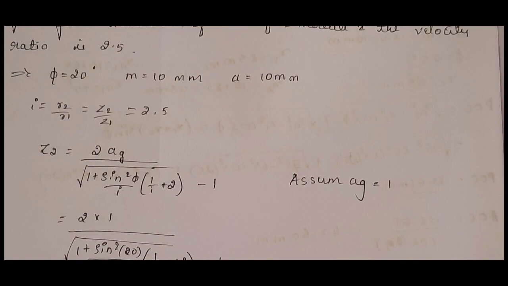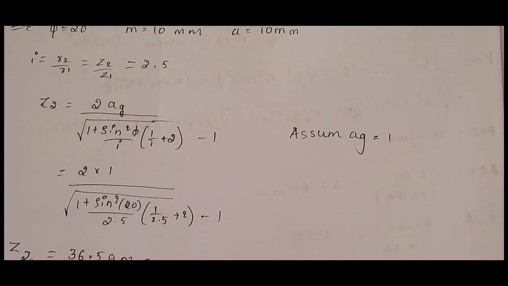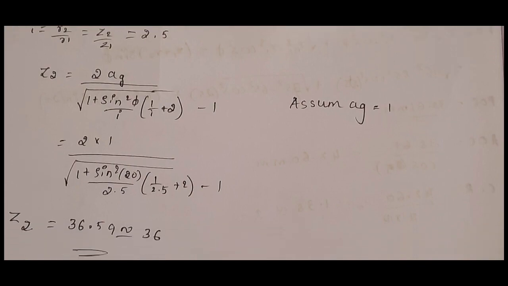Phi is the pressure angle. I is the velocity ratio. What is the unknown? Nothing is present in it. You can easily find the solution. 2 into 1 divided by square root of 1 plus sine square of 20 divided by 2.5, multiplied with 1 divided by 2.5 plus 2, whole subtracted with 1. If you do the calculation using a scientific calculator, you can easily get the solution of Z2. Z2 is equal to how much? 36.59 numbers.